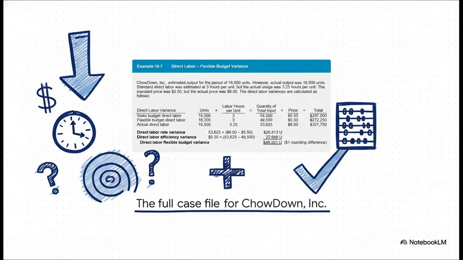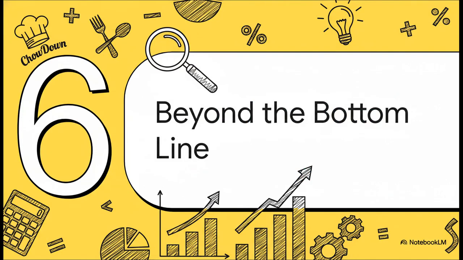And here it is, the full case file. Let's walk through it together. First, look at the line for the direct labor rate variance. You can see the math there, and it comes out to $26,813 unfavorable. That's the total cost of paying that extra 50 cents an hour. Now look at the next line, the direct labor efficiency variance. Whoa, that one is also unfavorable, costing them another $22,688 because the team just took more time than planned. So you add those two unfavorable clues together, and you get the total labor variance we started with. Case closed. So we cracked the case for Chowdown.